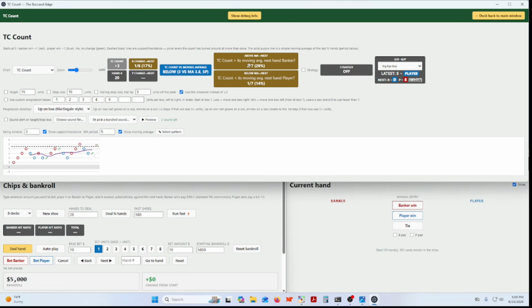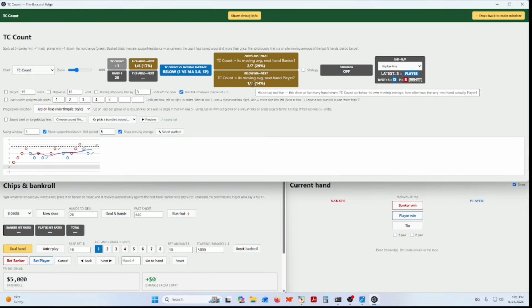Okay. So over here, it says TC count greater than moving average for banker 29% of the time. And that will change as the hands start to increase and you start to see more hands. TC count less than moving average, 14% of the time.